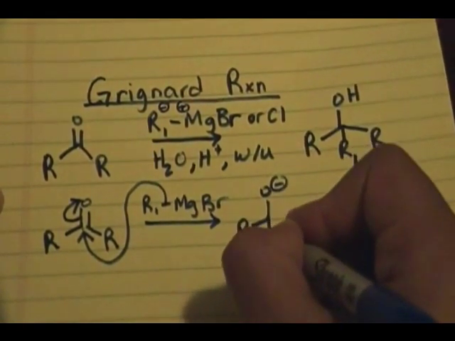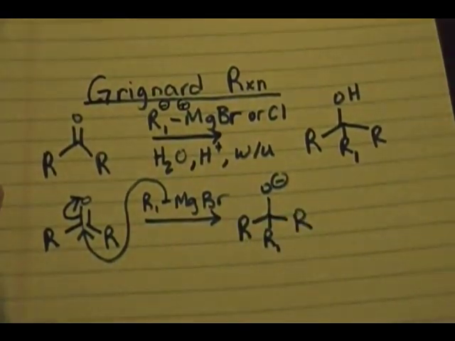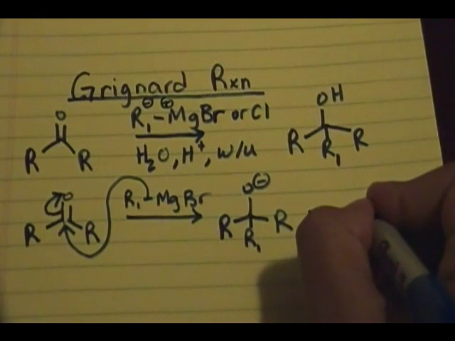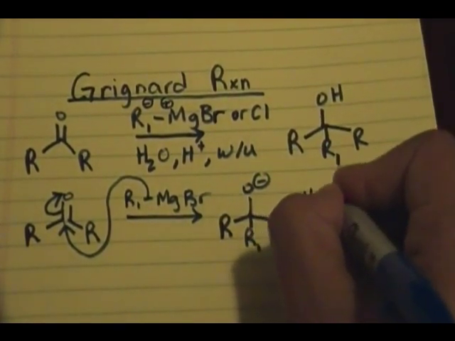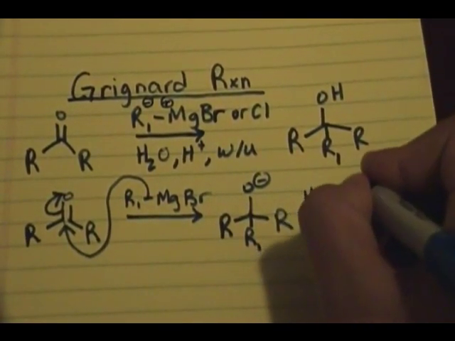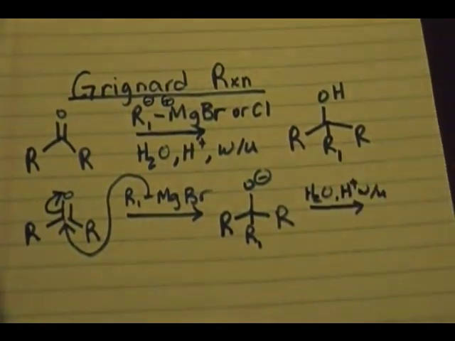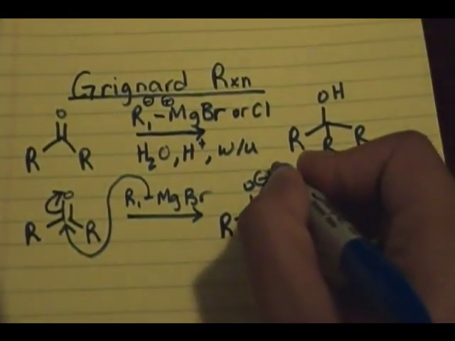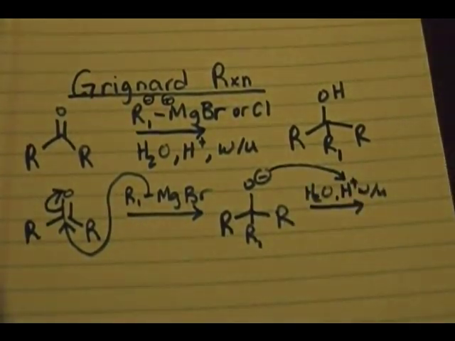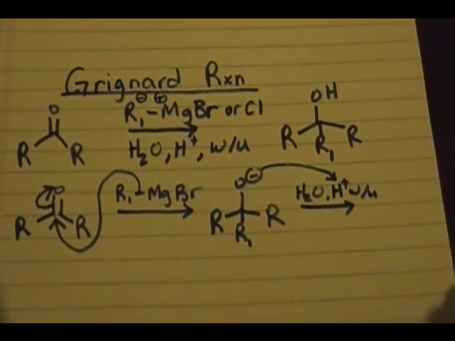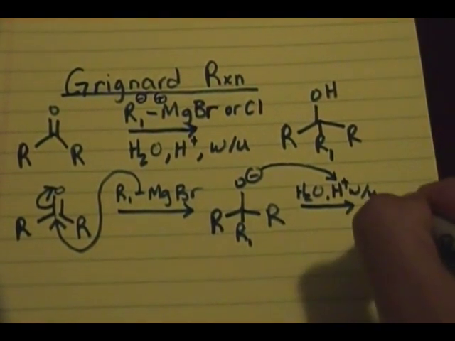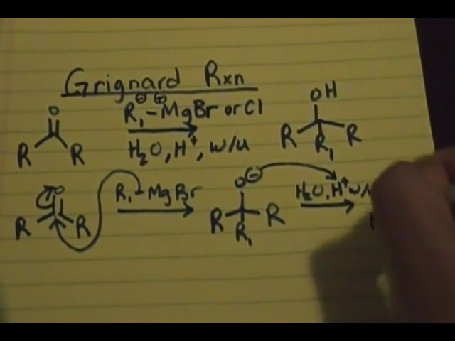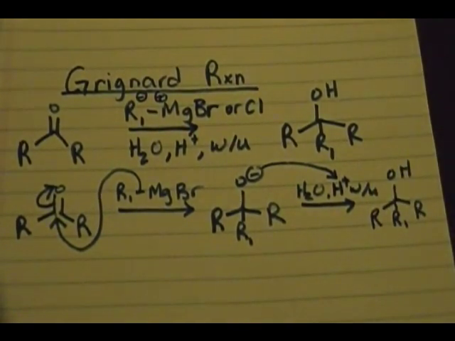this R1, R, right? And then you have the workup at the end, the H2O, comma H plus workup, right? All that workup does is neutralize that negative charge, and that's it. And then your product will be this tertiary alcohol. And there you have it.